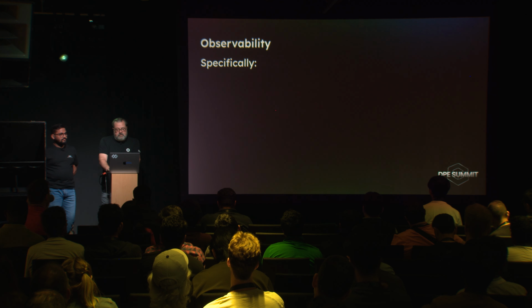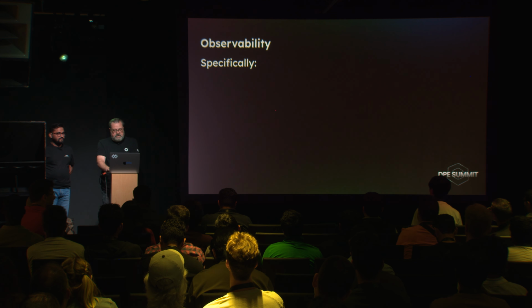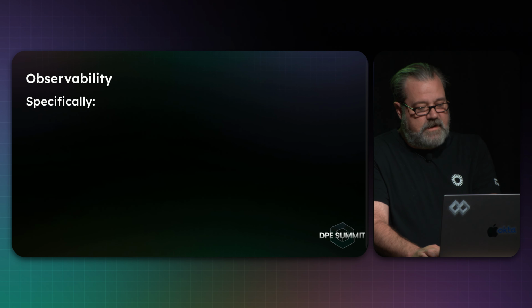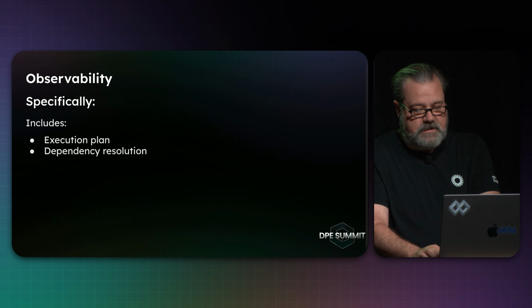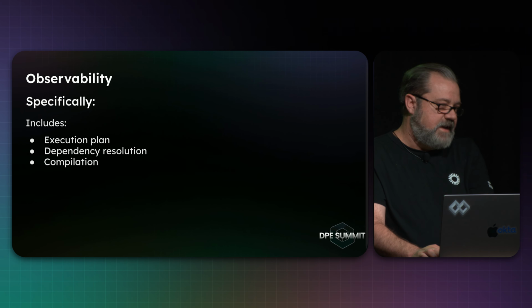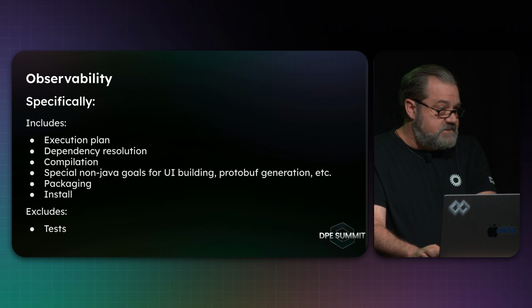We said that a measurement should be specific. So what precisely are we talking about when we say build time? We mean time to do a full Maven build using the developer profile. This includes execution plan, dependency resolution, compilation, special goals that we have for things like UI building, protobuf generation, etc., package and install. It does not include running tests or static code analysis.